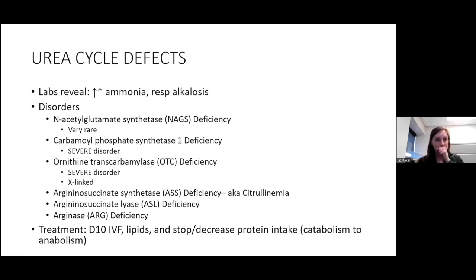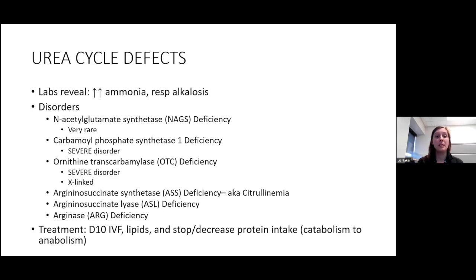So we'll have labs that reveal a high ammonia and a respiratory alkalosis, like what we had talked about in that algorithm. And these are the disorders, just like I had showed you, to think of in or out. But the big things to notice are that both NAGS and OTC are rare, but they are severe. And CPS1 is also very severe. OTC is X-linked, so that's the other big buzzword for it. The other ones are autosomal recessive.